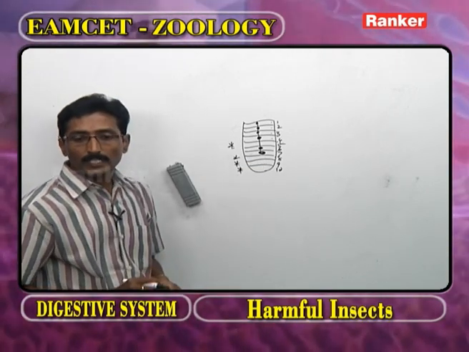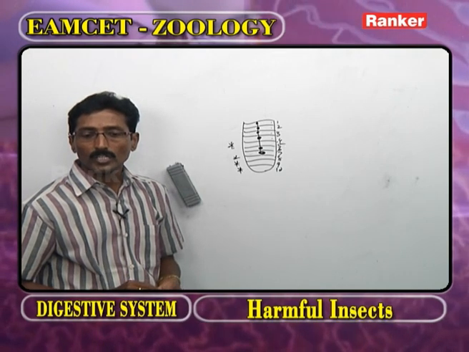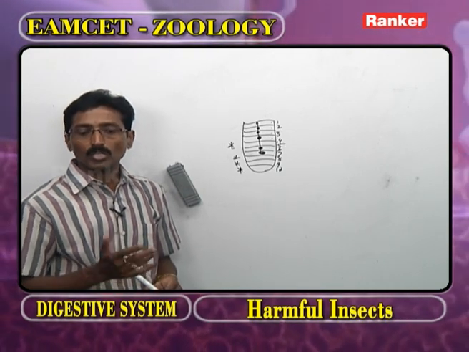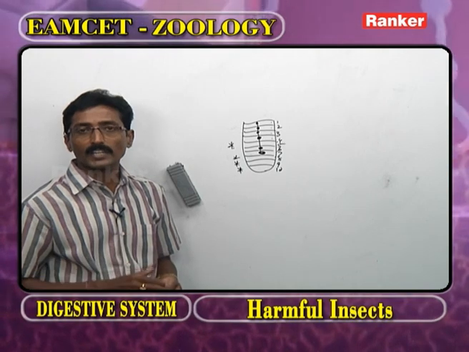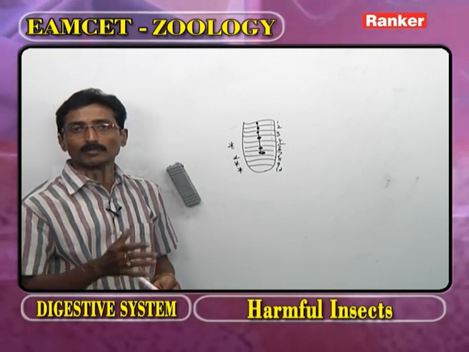Here, the abdominal segments in the cockroach which do not possess both nerve cord and spiracles, the answer is the 8th, 9th, 10th abdominal segments.